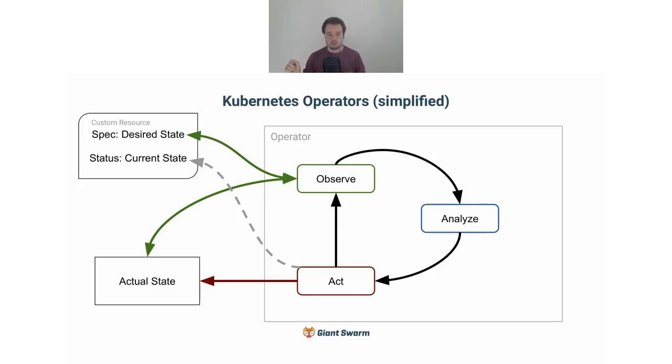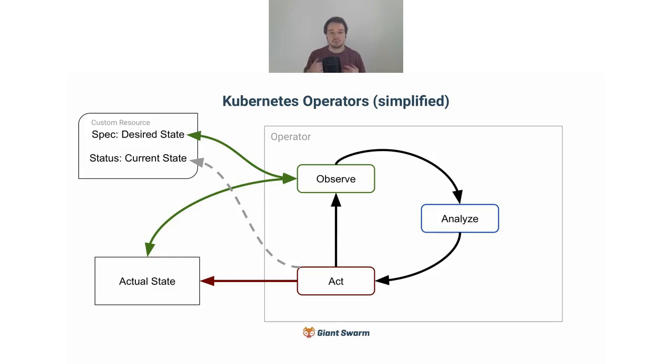Then we go around on this little loop and we go to the analyze step. The analyze step is simply, we compare what is the desired state from the user, what does the user want, and what is actually there. We do nothing else. We just compare what's the change right now. Is there a change? So on and so forth. And then we go into the act state.